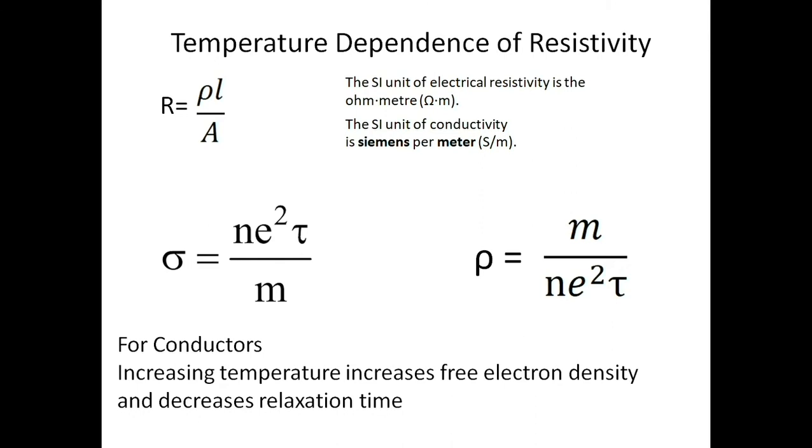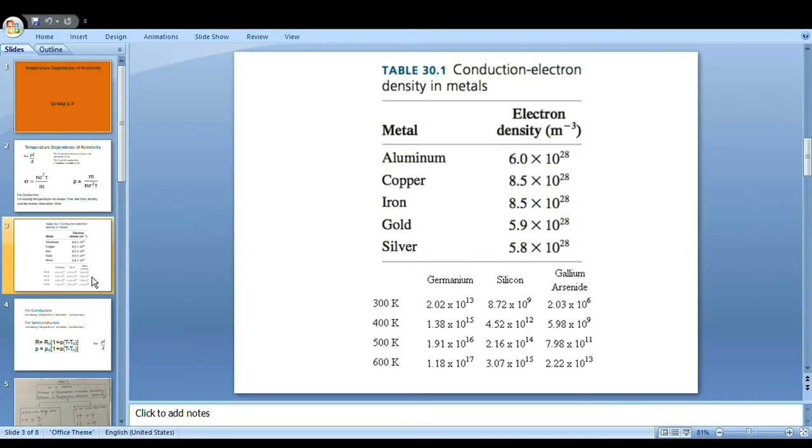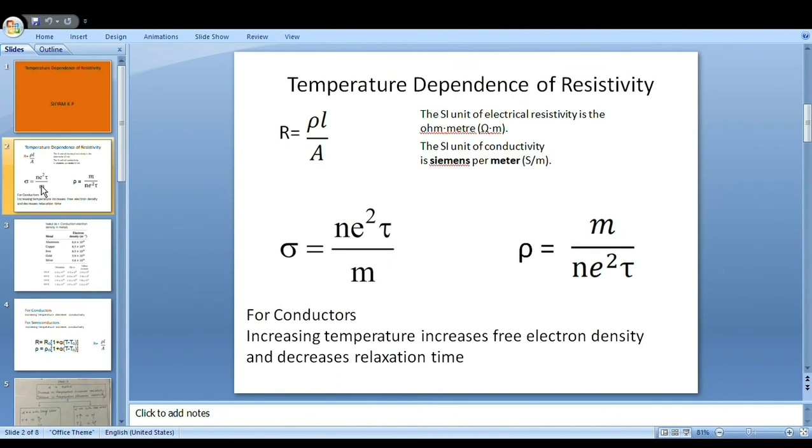For semiconductor, we have exactly the opposite situation. For semiconductors, the value of n is relatively less, number one. Number two, with increase in temperature, there is huge increment in the value of n. So it is because of this reason, for semiconductor, when we increase temperature, the impact of the increase in the value of n is much greater than the impact of the decrease in the value of tau. So it is because of this reason, for semiconductor, conductivity increases with temperature.